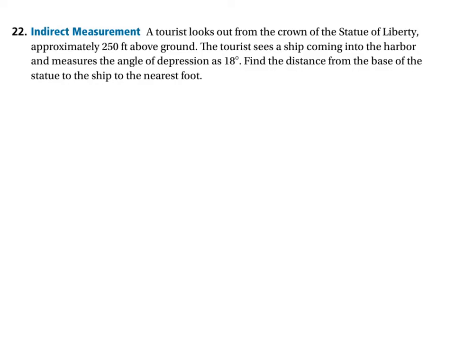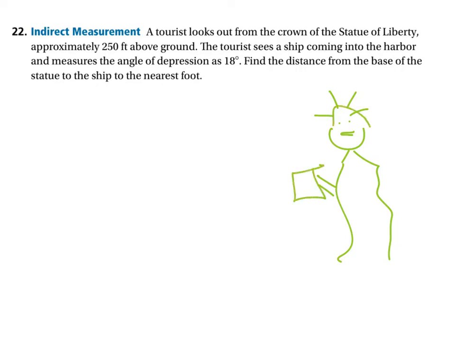Okay, a tourist looks out from the crown of the Statue of Liberty approximately 250 feet above the ground. Here is my Statue of Liberty. This is her. This is her flowing dress. This is her arm with the book that says, "Give me your tired, your poor, your huddled masses yearning to breathe free." You might not know what's on the base of the Statue of Liberty, but okay, that's the Statue of Liberty, and you can actually be up in the crown.